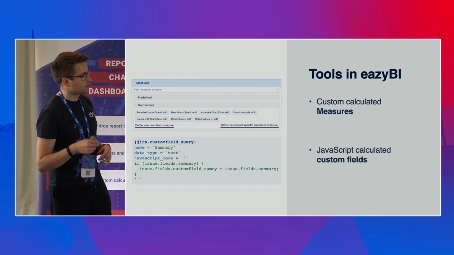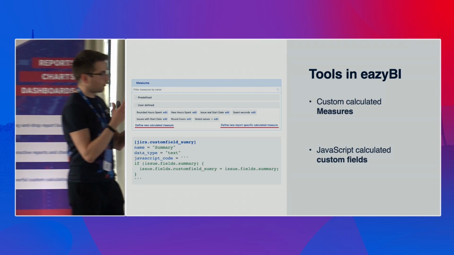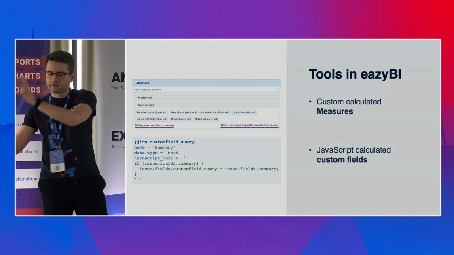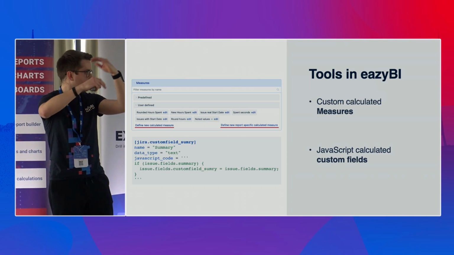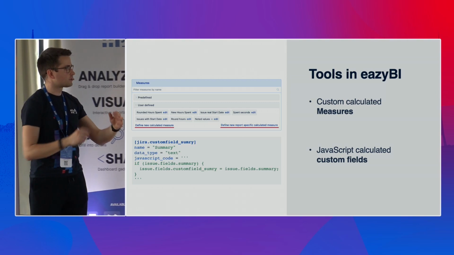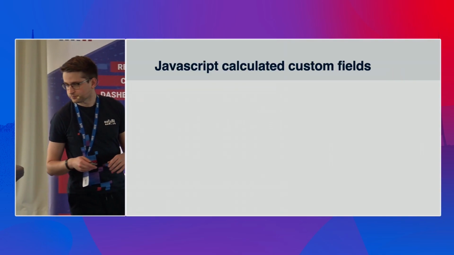So it's better in some cases to use the JavaScript calculated custom fields, where the transformation of the data happens during the import process. When we take the blob of data from Jira, we transform it with the JavaScript code, and we store the clean data in the database so it's instantly accessible to you in the reports.